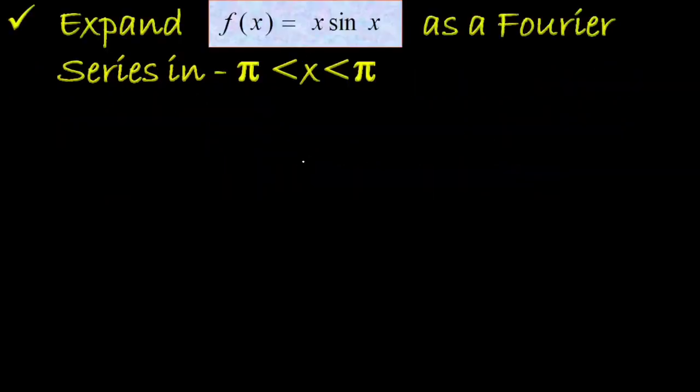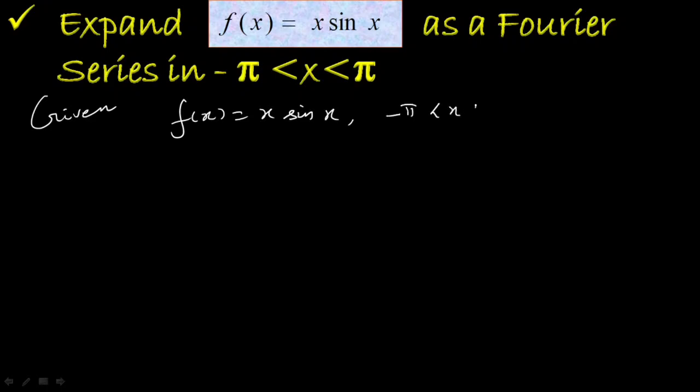Expand f of x is equal to x sin x as a Fourier series in an open interval minus pi less than x less than pi, right? So what we do as usual, you have to write down the given function, f of x is equal to x sin x, along with the interval. That is very important. Okay, so as I told you already, look at the interval: here the interval is from minus pi to pi.